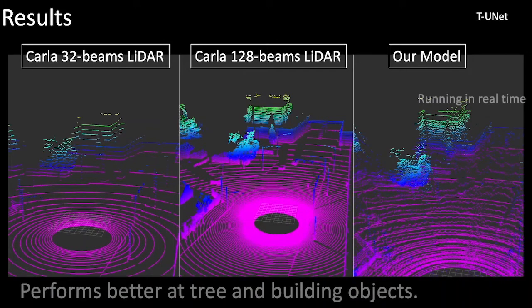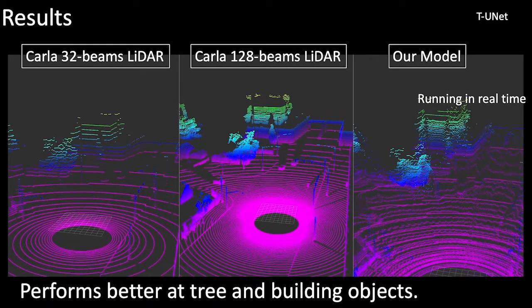These videos also show the test result of the simulation datasets. The scene is the intersection. The left side is the input 32 laser beams LiDAR point cloud. The middle is the 128 laser beams LiDAR as the ground truth, and the right side is the super-resolution point cloud output by the model. It can be seen that the model performs better on the surface of buildings and trees.